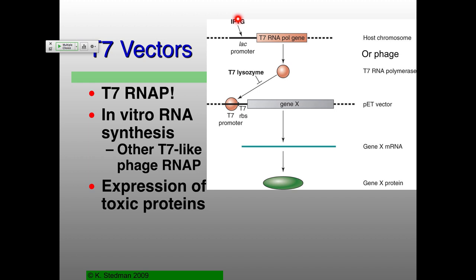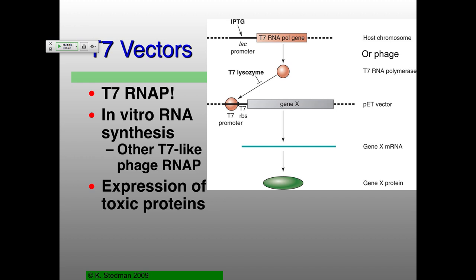So very often you throw in IPTG, which induces the lac promoter. You make this T7 polymerase. That T7 polymerase can make a whole bunch of gene X, and you get a whole bunch more of your favorite protein. T7 lysozyme is also often used in this case, particularly if you have some kind of toxic protein. Gene X makes your E. coli really sick, and you include the lysozyme because that will shut down the activity of the T7 polymerase.